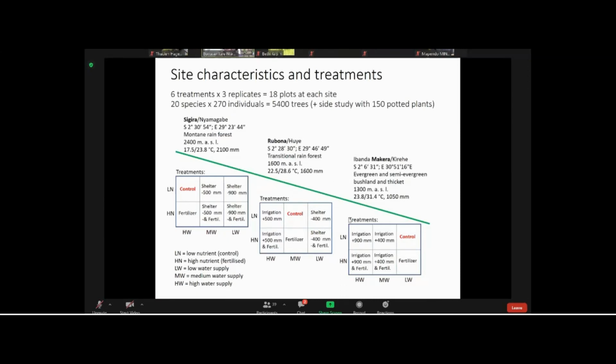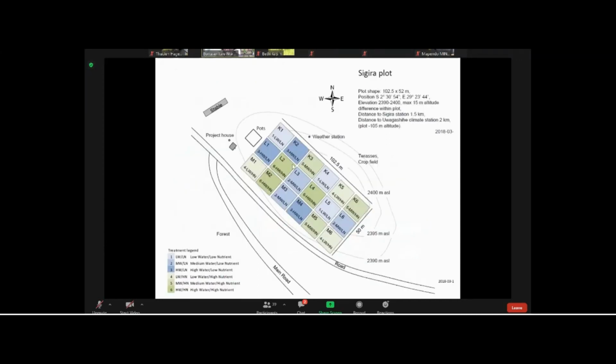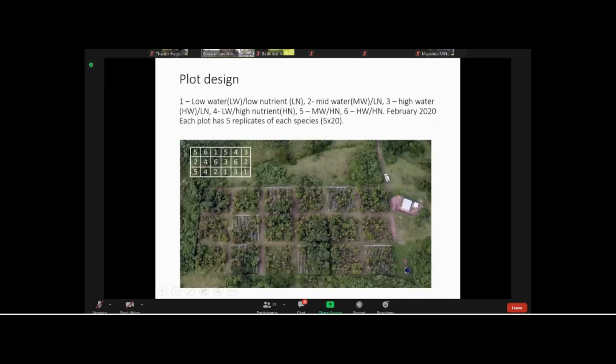This is the layout of experiment. Here it is at Sigira, but each site is looking like this, because it's called the K1 until K6, P6, L1, and the L6, 6 subplot, and the 3 plot. And so those treatments are different according to the requirement of the design. The site at Rwanda is looking like this because the plantation has been established.